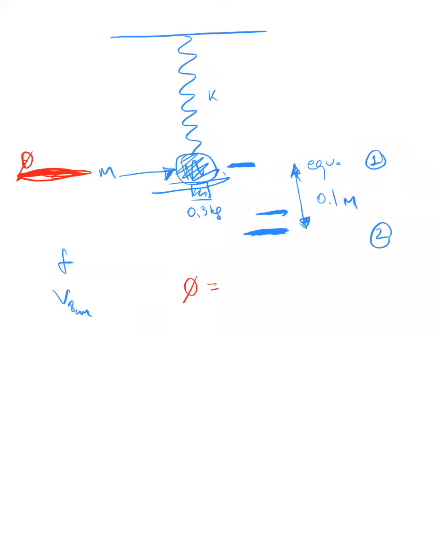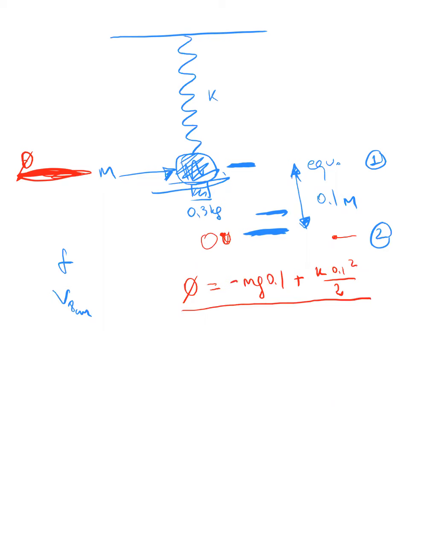At this point, at point 2, I'm not moving because this is the point where my object stops and returns. So I have no kinetic energy, but I have some negative potential energy, which is mg times 0.1. And I also have some spring energy, which is k times delta x squared, which is 0.1 squared, divided by 2. So this is my conservation of energy.